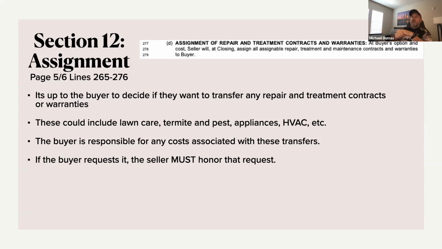warranty on those? If they do, and the buyer says, yes, I would like all those, then the seller has to honor that request and hand that material over and help facilitate those transfers. The buyers are responsible for any costs associated to that, but it's not that the seller may or the seller should. It says the seller will. So they are obligated. Again, the terminology, the words used in the contract are very, very important.